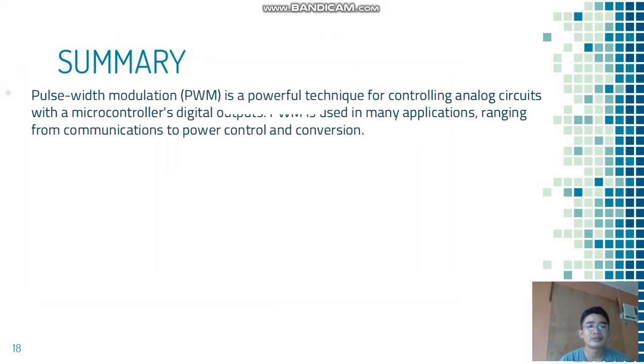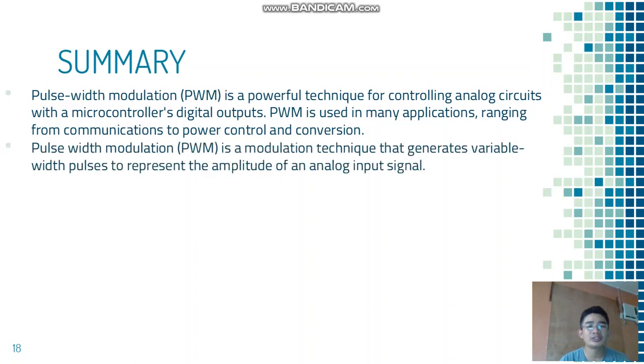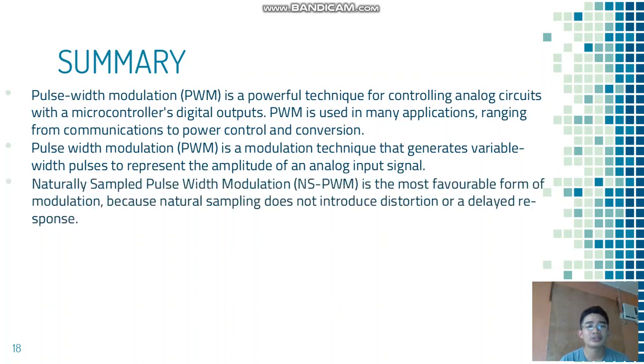To summarize: pulse width modulation is a powerful technique that controls analog signals with a controller's digital output. PWM is used in many applications, ranging from communications to power control and conversion. Second, pulse width modulation is a modulation technique that generates variable width pulses to represent the amplitude of an analog input signal. Third, natural sampled pulse width modulation is the most favorable form of modulation because natural sampling does not introduce distortion or delay of response.